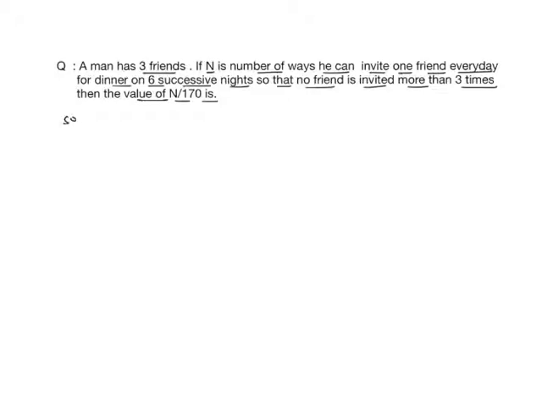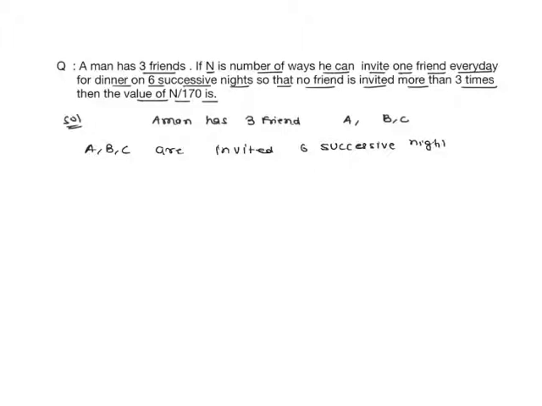Now solution. So a man has 3 friends. Suppose A, B and C. So A, B, C are invited 6 successive nights for dinner.